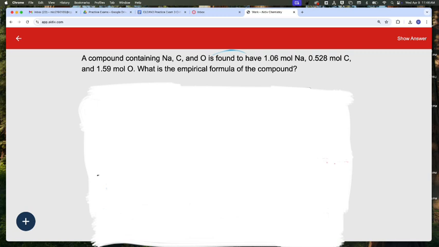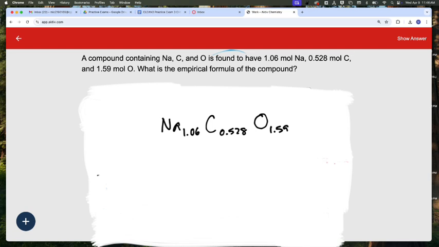Yeah, go for it. So what would an empirical formula be? Sodium, the number next to it is now the number of moles that represent it. So how many moles represent sodium? 1.06. And how many moles represent our carbon? 0.528. How many moles represent our oxygen? 1.59. And ta-da, what do we have? We have a formula. Okay? That's literally what this is. This is now a formula.